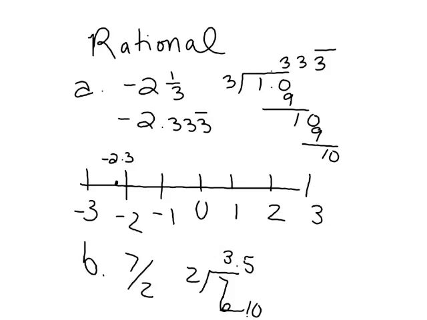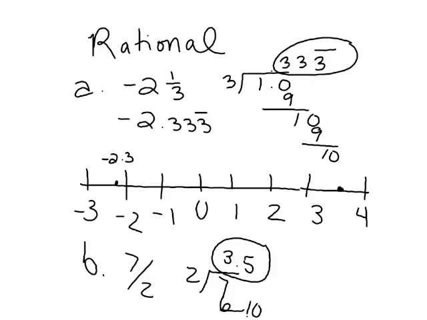Where on the number line would I graph that? Right between 3 and 4. So this decimal is called a terminating decimal because it ends, whereas this one was our non-terminating or repeating decimal, which we abbreviate with that little line over the top.